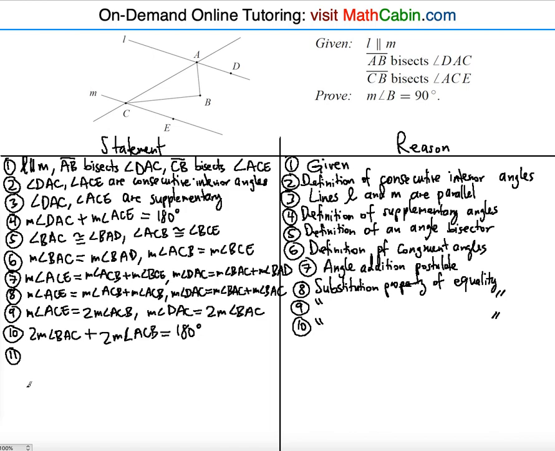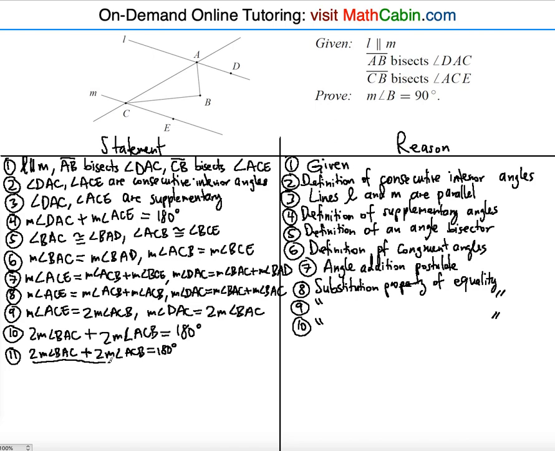Now it's going to be simplification, and yet we're going to call it substitution. Well, not substitution, but we're going to divide both sides by 2. So dividing both sides by 2, we're going to get this: twice the measure of BAC plus twice the measure of ACB is equal to 180 degrees.